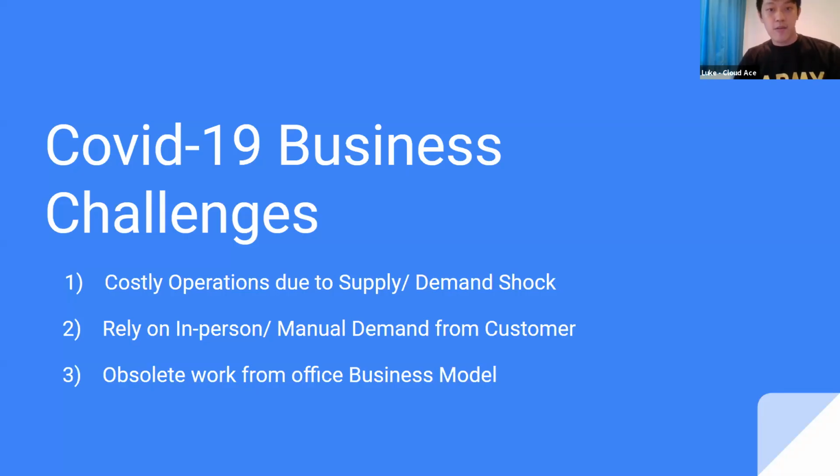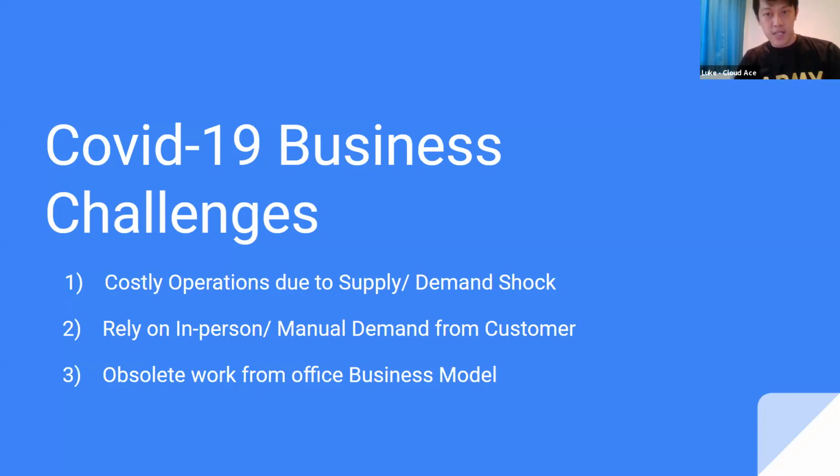So these are the three main areas I believe every business, like you business owners, are currently experiencing. One is costly operations due to a supply and demand shock, given the current situation. We do not know how long this COVID situation is going to be around for. I believe it could be anywhere from 2 years or more until a vaccine is formed. So till then, you have to think about some short-term planning about how you're going to manage your cost of operations.